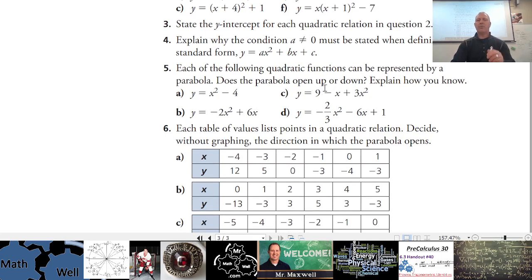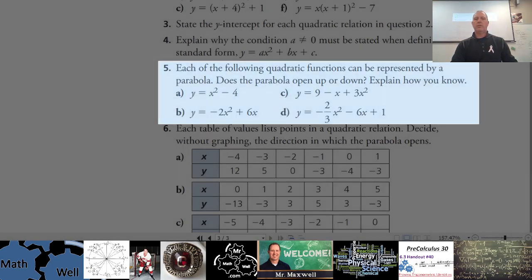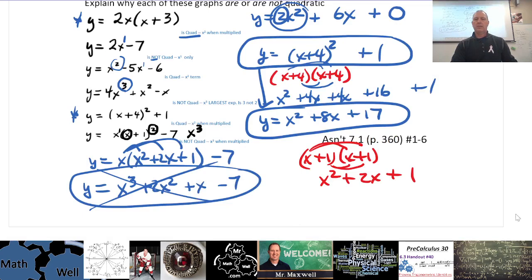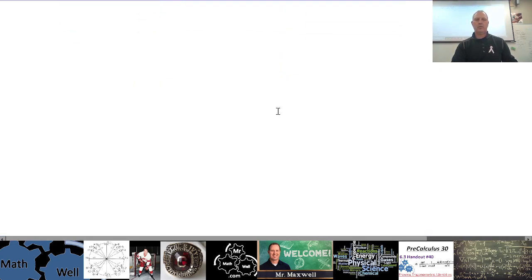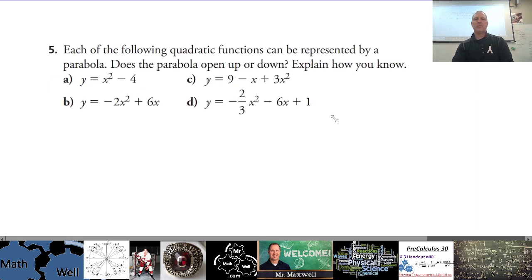Okay, does the parabola open up or down? Question number 5. Does the parabola open up or down? You tell me what you think and try and tell me why. So what is it that we're looking for to determine whether it opens up or down? Who remembers? Yeah, the a value, right on. So the a value is the constant term that is multiplied by the x squared term.